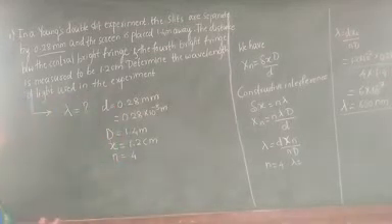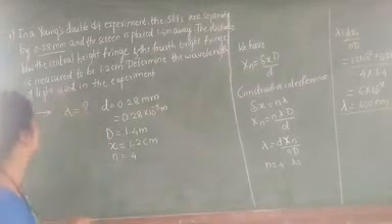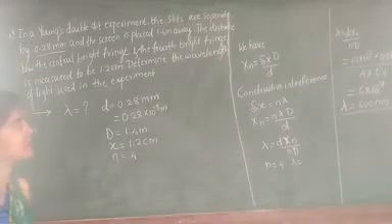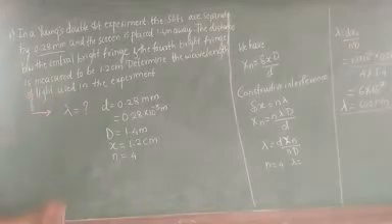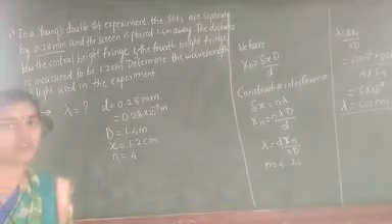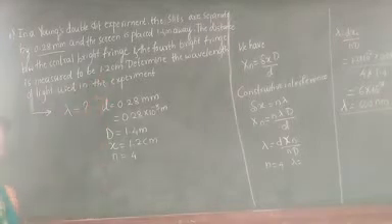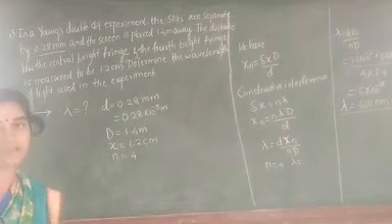First one. In a Young's double slit experiment, the slits are separated by 0.28 millimeter and the screen is placed at 1.4 meter away. The distance between the central bright fringe and the fourth bright fringe is measured to be 1.2 centimeter. Determine the wavelength of the light used in the experiment.